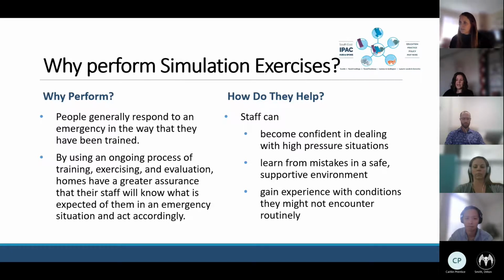And as for how these can help, because simulation exercises are discussion-based and allow participants an opportunity to review plans or policies, this allows them to become more comfortable and respond to a high-pressure situation because of the experience that the exercise has provided. Staff can also learn from mistakes in a safe and supportive environment and gain experience with a situation that they may not encounter routinely.